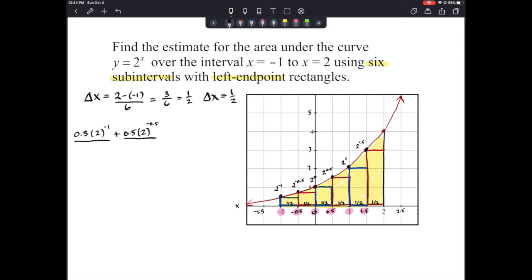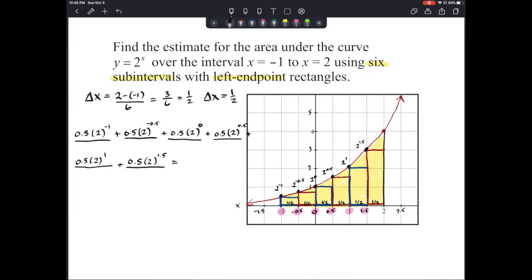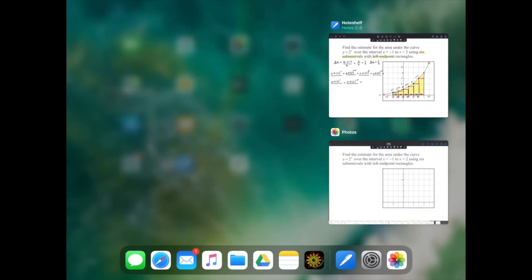So we've got negative 0.5 plus 0.5 times 2 to the power 0, plus 0.5 times 2 to the 1/2 power, plus 0.5 times 2 to the first, plus 0.5 times 2 to the 1/2 power. Right, and to find our area, we just calculate all of those together. Let's just type that into the calculator. No matter what you do there, it's going to take a little bit of typing into the calculator to get it. So let's get that out.